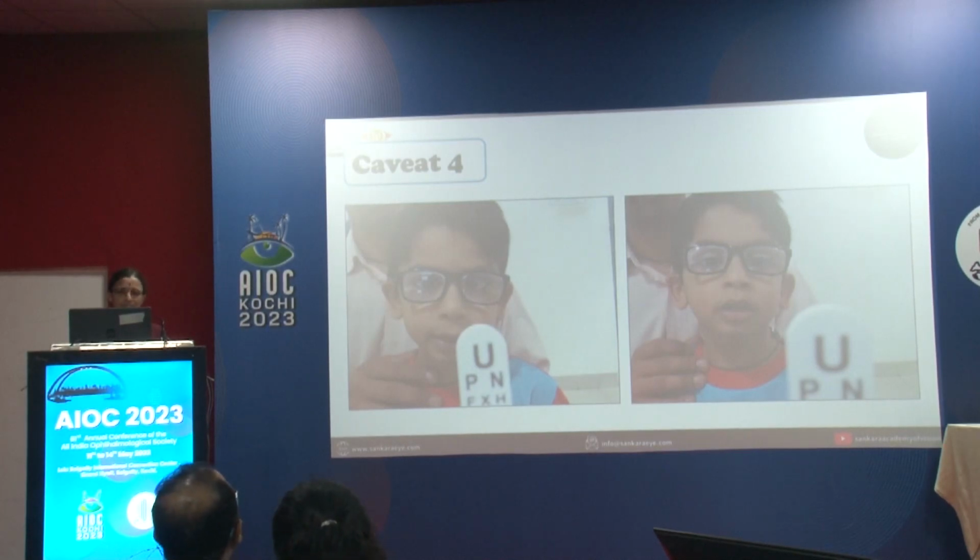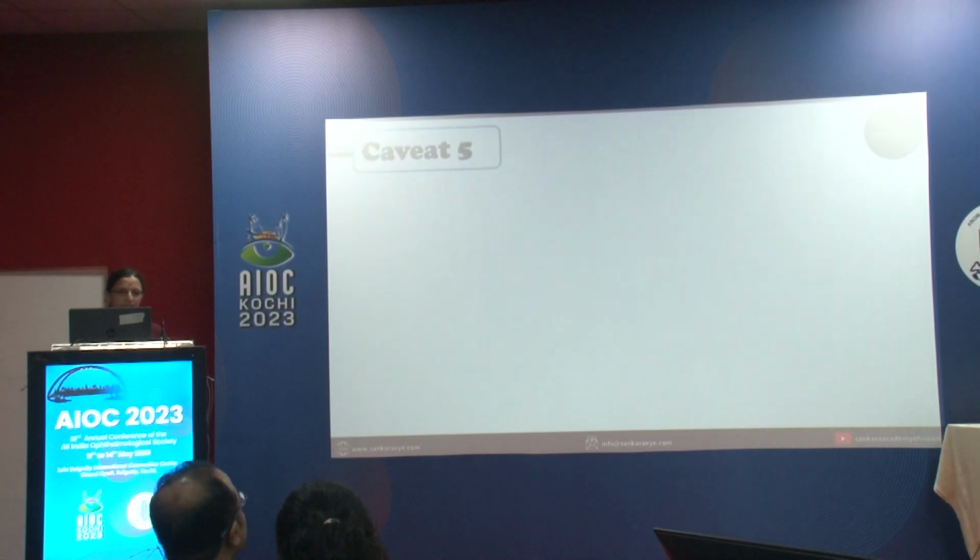So distance-near disparity, again, think of two important things. One, if there are normal ocular movements, it's usually a high AC/A ratio. If there are abnormal ocular movements, then you obviously know the cause.